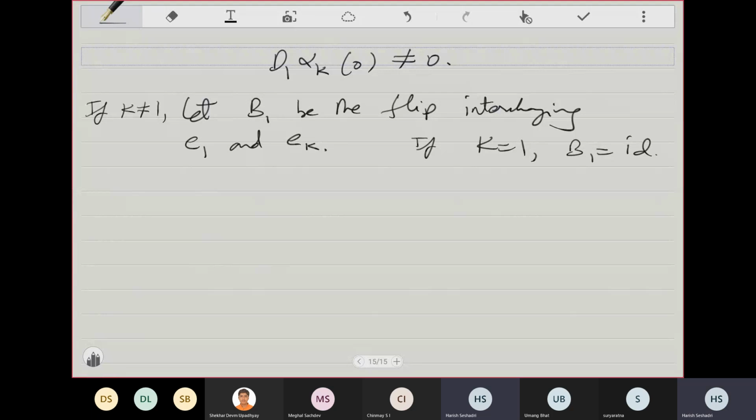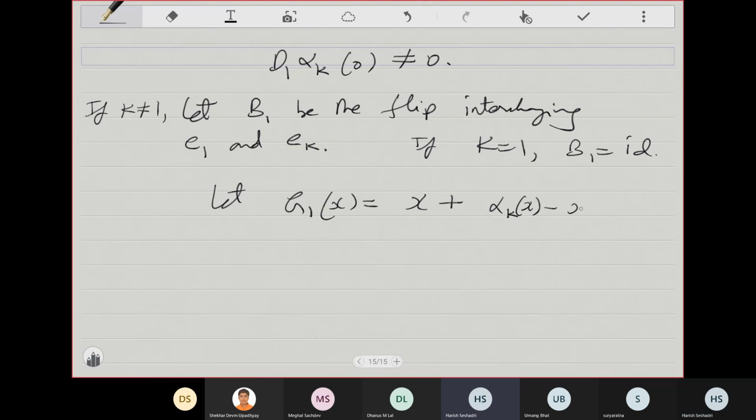Okay, so now here comes the other part, the primitive mapping stuff. This is the flip part. So let G1 of x be x plus alpha K of x minus x1, and then e1. So in other words, what is this? This is just alpha K of x and x2, all the others are the same.